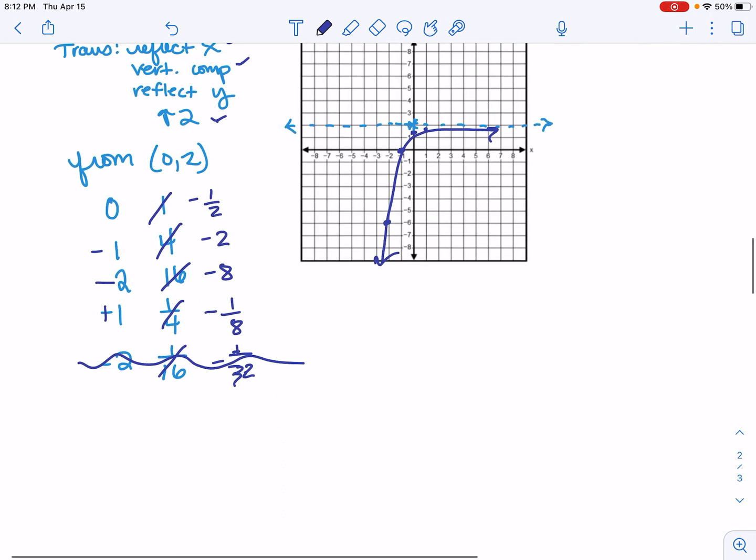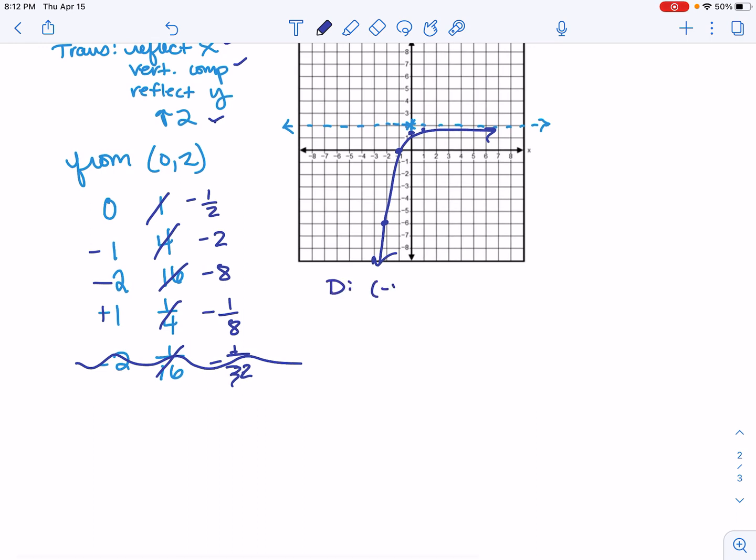So here we are, domain, negative infinity to positive infinity, range, lowest to highest. And then in behavior, as x approaches infinity, those y values are approaching that horizontal asymptote. As x approaches negative infinity, the y values are also approaching negative infinity.